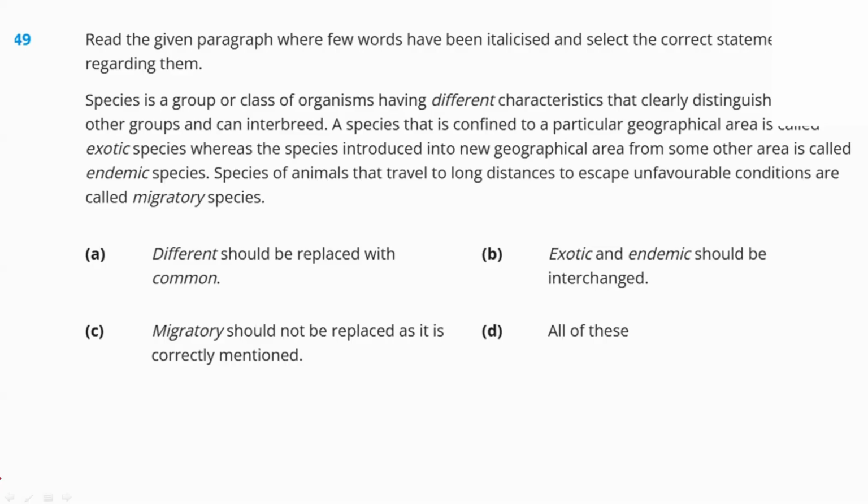So which ones do we have to interchange? Different should be replaced with common. Yes, we have common characters, so this should be replaced with common. Exotic should be interchanged with endemic. So a confined geographical area has endemic species, not exotic species. So this is also right. Migratory should not be replaced. Where do we see migratory? It is called migratory, this is correct. So all of these are correct statements. So option D is our right answer.